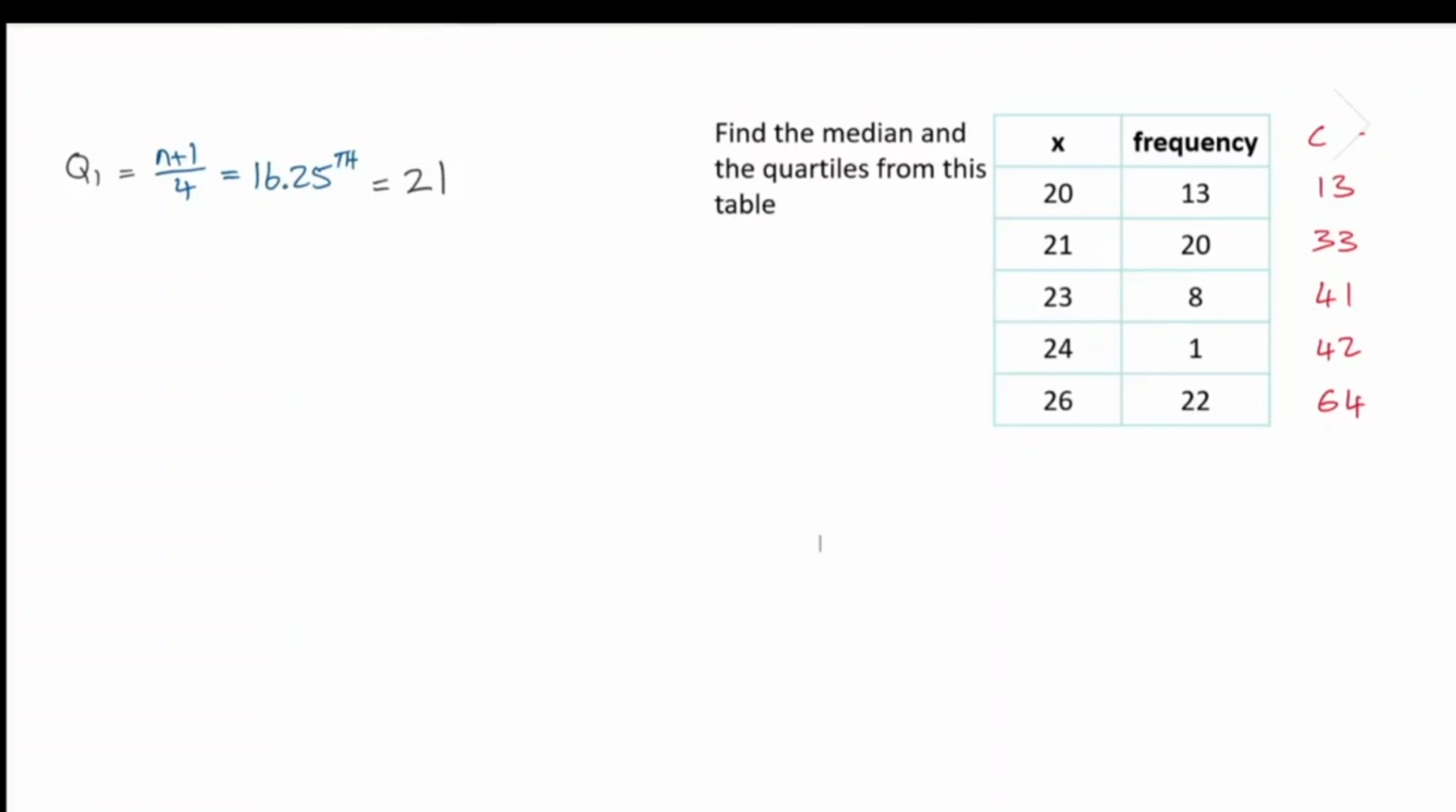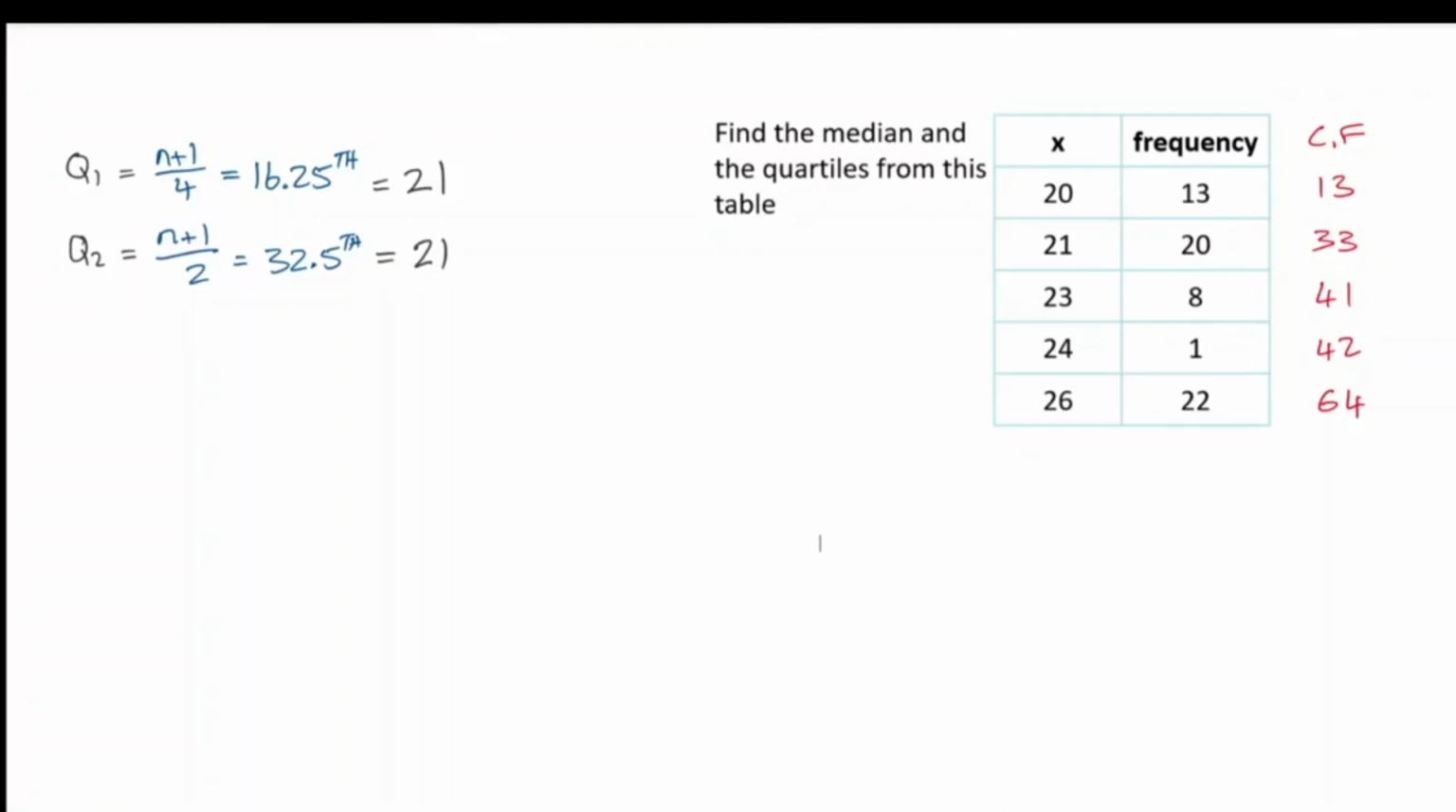We'll do a similar thing for the median. We can find its position by using n plus 1 divided by 2, and that's the 32.5th piece of data. It's in between the 32nd and the 33rd piece of data. We'll rely on the cumulative frequency again. We want the first row where the cumulative frequency goes above 32.5. And that, once again, is the second row, meaning that the median is 21.